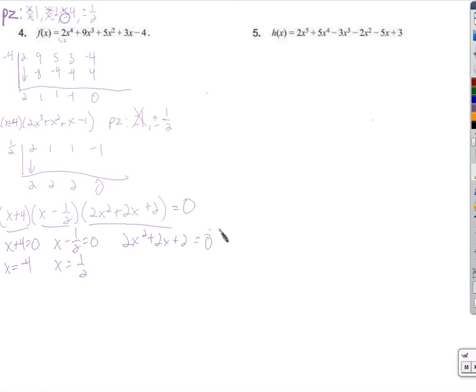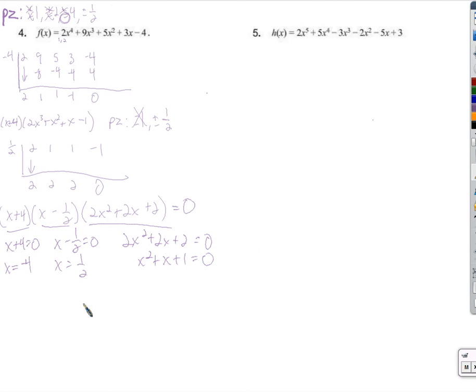Now for this one, we have this quadratic that we're trying to solve, a quadratic that we can't factor. How do we solve quadratics that we can't factor? The quadratic formula. I'm going to divide both sides by 2, just to start. x squared plus x plus 1 equals 0. And then use the quadratic formula.